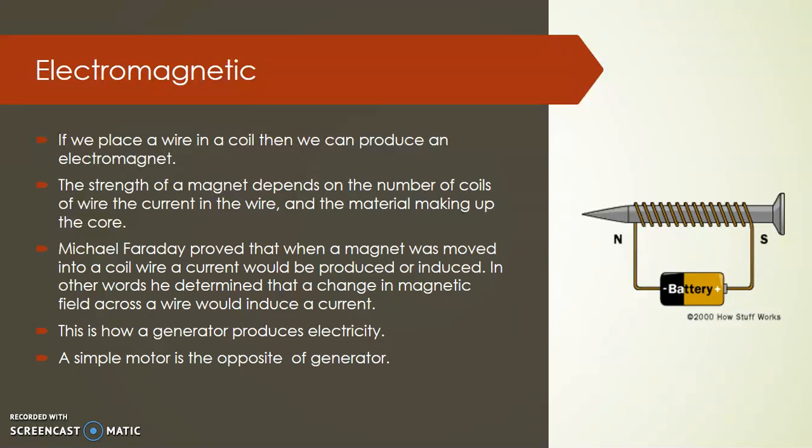Michael Faraday proved that when a magnet was moved into a coil of wire, a current would be produced, or induced. In other words, he determined that the change in magnetic field across a wire would induce a current. This is basically how generators produce electricity. And the opposite of this is how motors work.